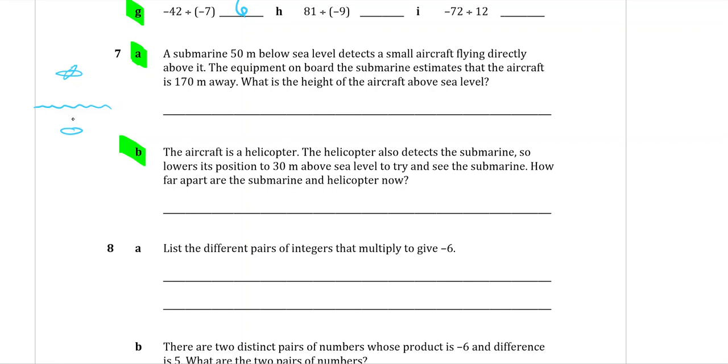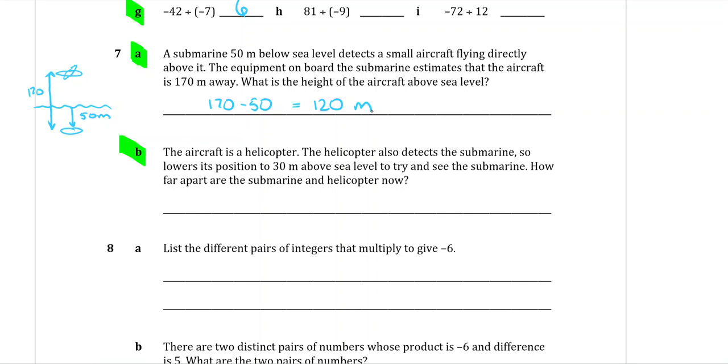Okay, the submarine is 50 meters below the water. Altogether, between the submarine and the helicopter, it is 170 meters. So to get the answer that Lilybell got, you're doing 170 minus the 50 to say that there's 120 meters from the water to the helicopter. So 170 minus the 50 is 120 meters. So B flows on to that.